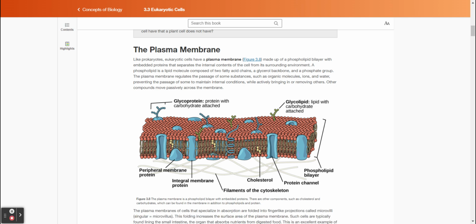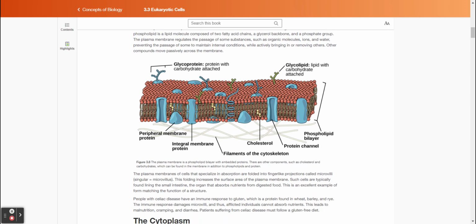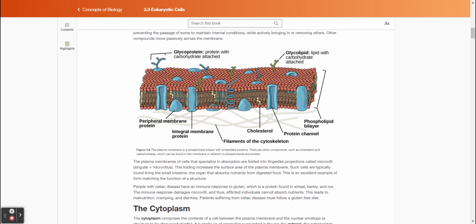Figure 3.8. The plasma membrane is a phospholipid bilayer with embedded proteins. There are other components such as cholesterol and carbohydrates which can be found in the membrane in addition to phospholipids and protein. The plasma membranes of cells that specialize in absorption are folded into finger-like projections called microvilli, singular microvillus. This folding increases the surface area of the plasma membrane.